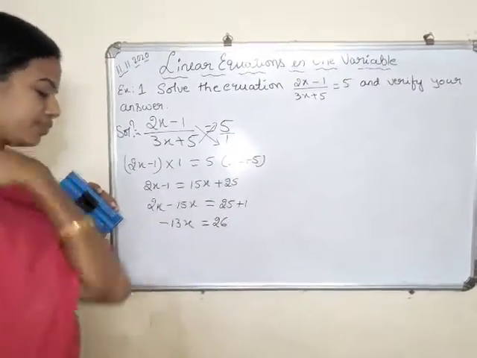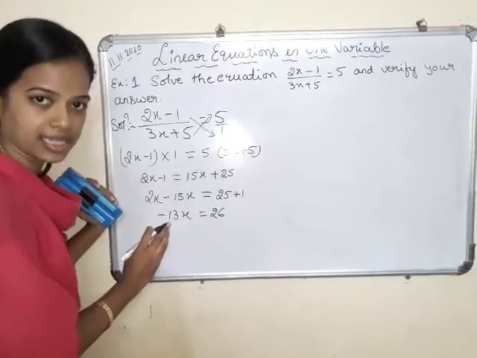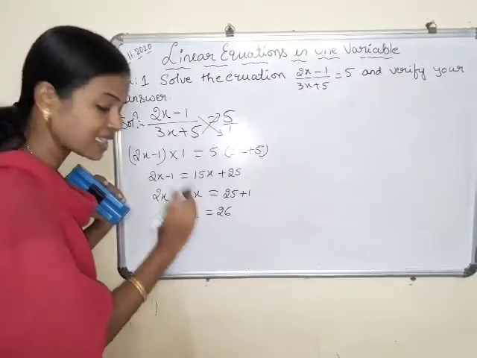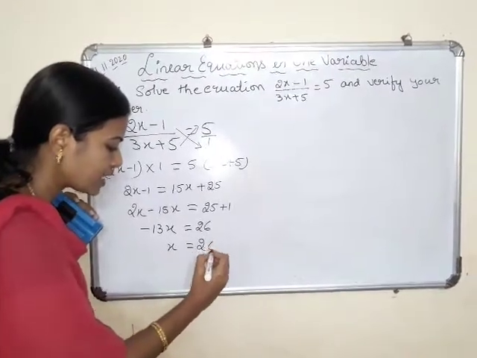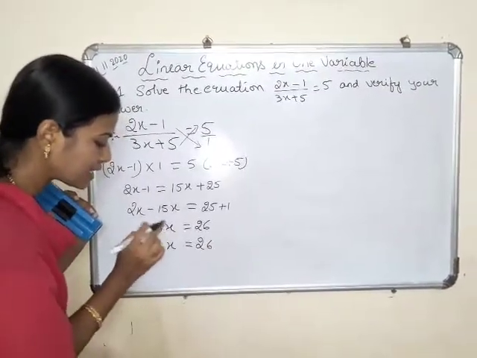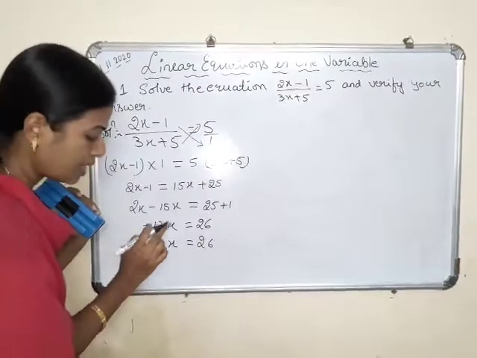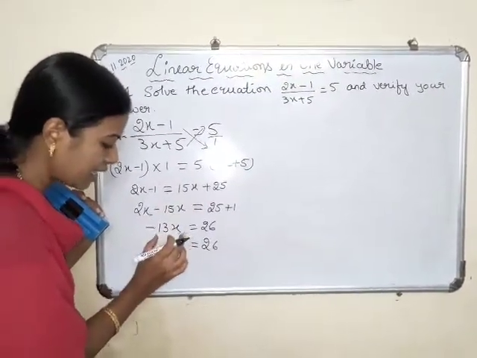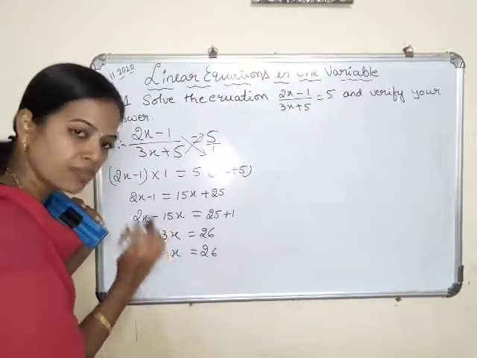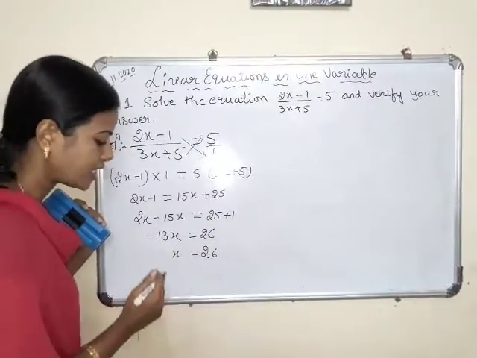Now again x is with minus 13. So you have to make x single. So what do you have to do? x write as it is, 26 also write as it is. Here x is with minus 13, nothing but x is multiplied with minus 13. To make this x single, you have to remove this minus 13. So take it to the RHS part.